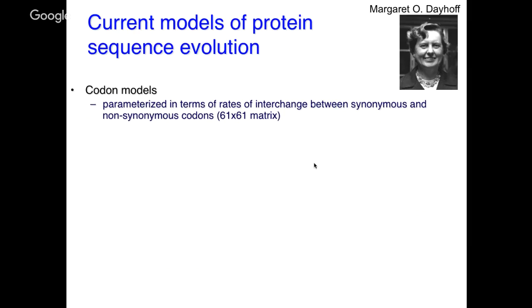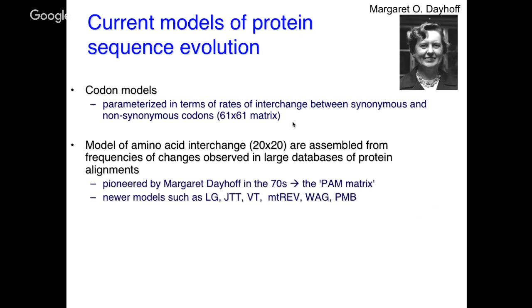For instance, the codon models naturally have a 61 by 61 matrix of interchange between codons, and that's a very complex type of model to work with and leads to computational difficulties. There are other problems with codon models that I won't discuss here, but I'm going to devote most of my talk to amino acid level analyses.